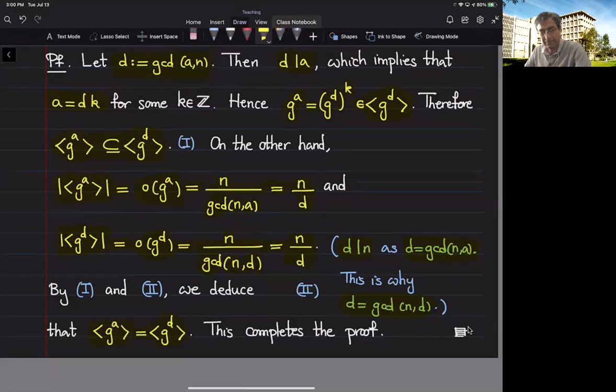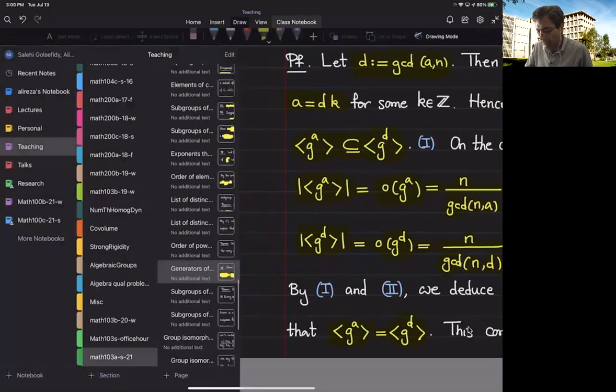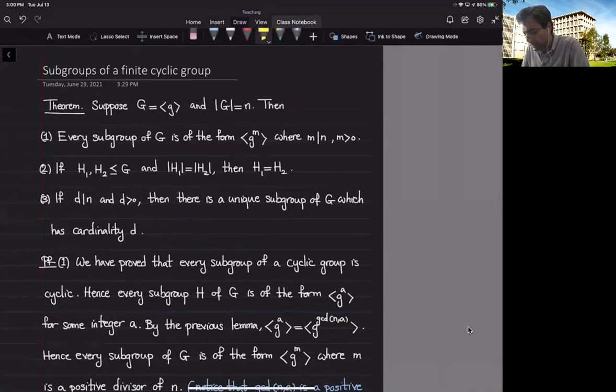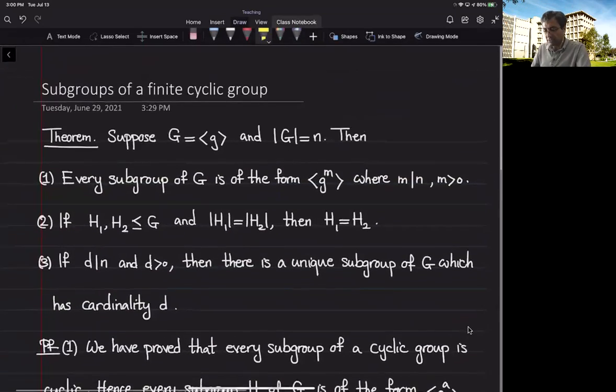Now that we have a kind of canonical choice of generators for subgroups, I can describe all the subgroups of cyclic groups. Sometimes this is called the classification of subgroups of cyclic groups. This is an extremely important result, maybe the most important result in this video.